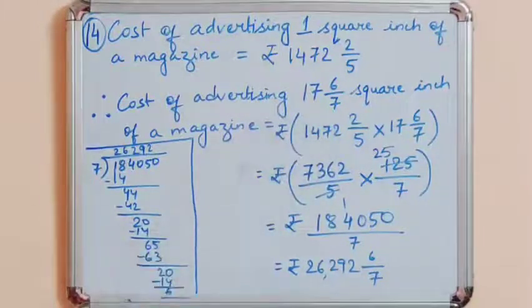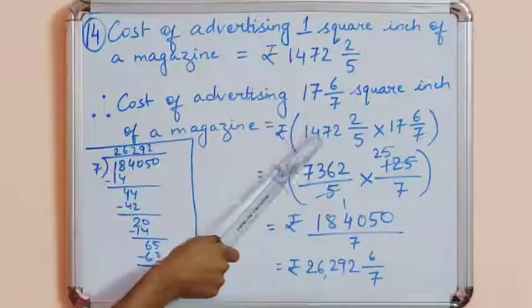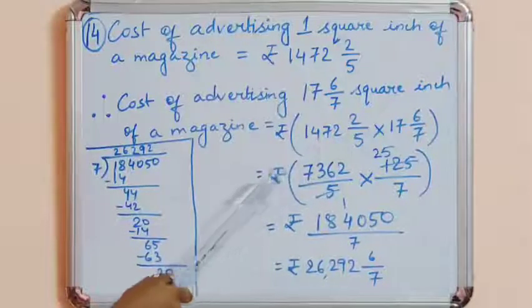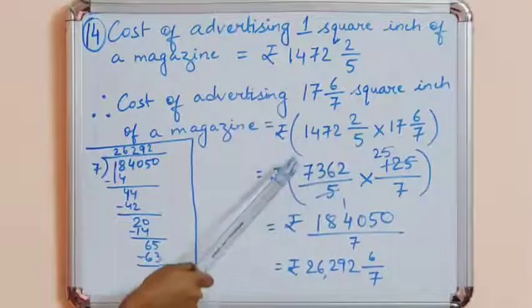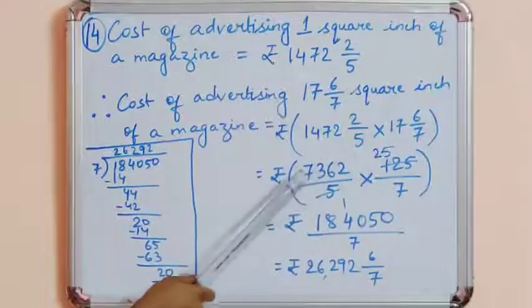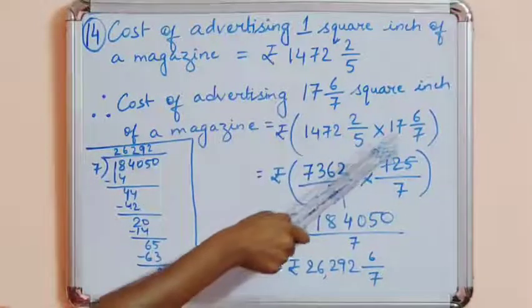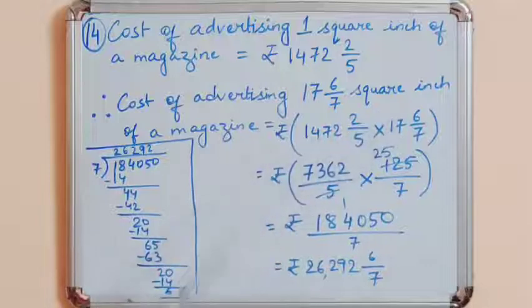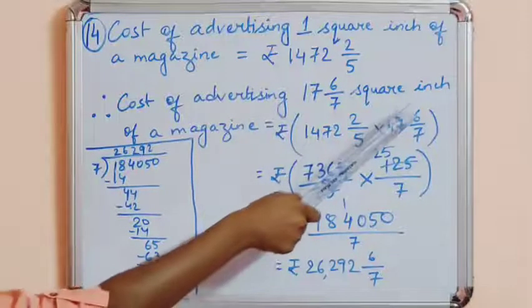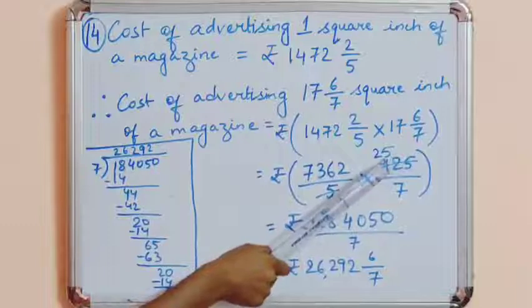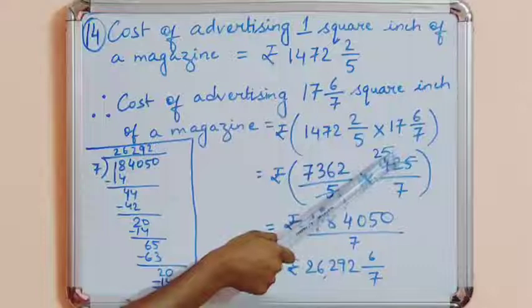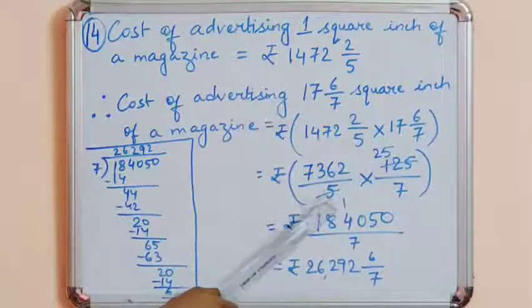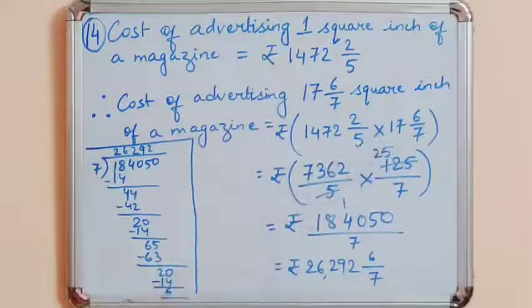Now first we have to convert these numbers into improper fractions. So 1472 into 5 is 7360, and 7360 plus 2 is 7362. So this fraction will be 7362 divided by 5 into 17 into 7 will be 119. 119 plus 6 is 125. So this fraction is 125 by 7. Now 5 and 125 you can reduce it. So 5 ones are 5, 5 25s are 125.